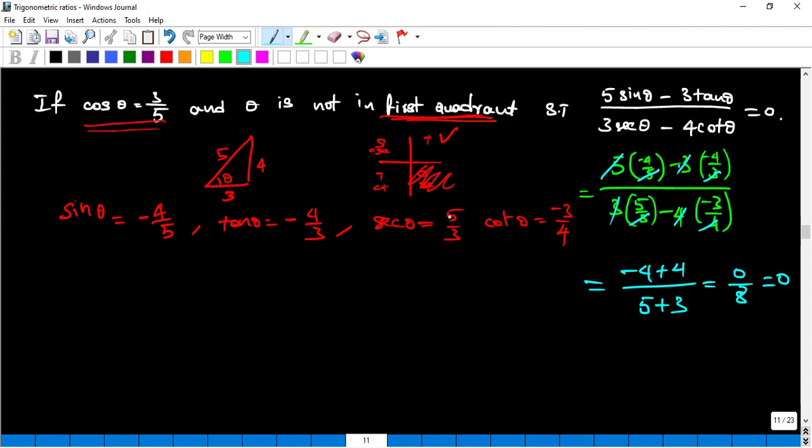So here, in which quadrant you are taking the trigonometric ratios are very important. Hope you understood how we took the minus here, here and here. First, you need to define in which quadrant you are going to take the ratios. Okay.